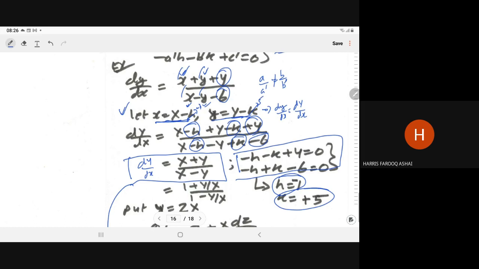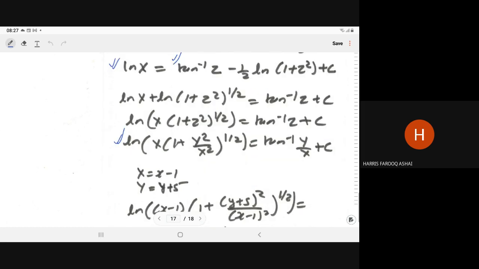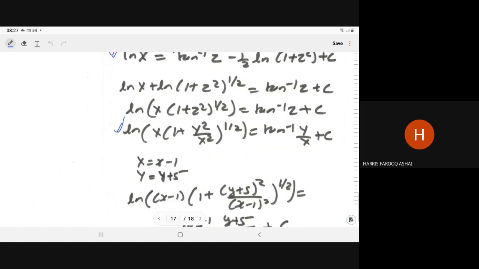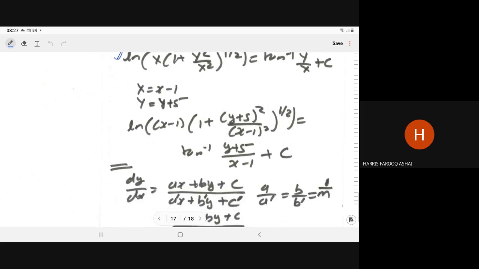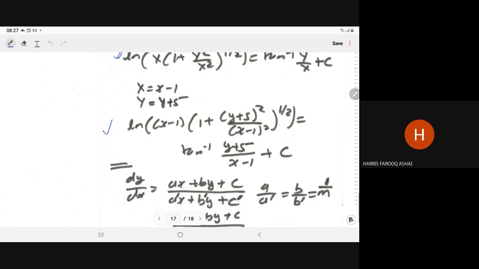So capital Y will come y plus 5, and capital X will come x minus 1. So just put that there in the solution. Capital X is equal to x minus 1, capital Y is equal to y plus 5. So here we have the solution.